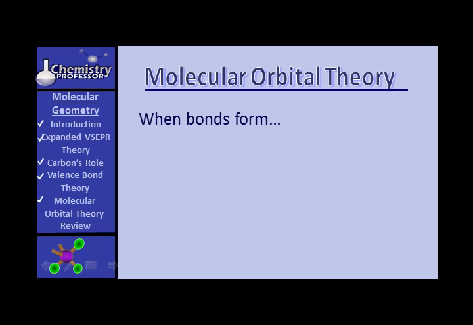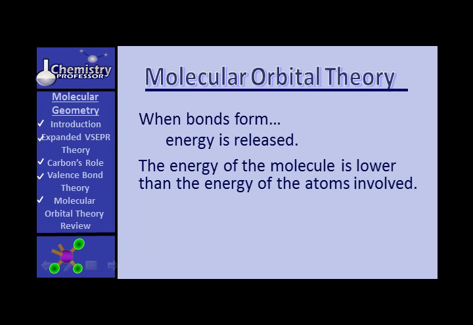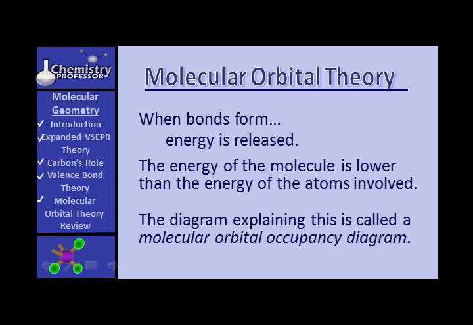Let's look now at molecular orbital theory. This theory is based on the idea that when bonds form, energy is released. When energy is released, then, the molecule is going to be at a lower energy state than the atoms that originally formed the molecule were. And the diagram explaining this is called a molecular orbital occupancy diagram. Energy is released when bonds are formed.